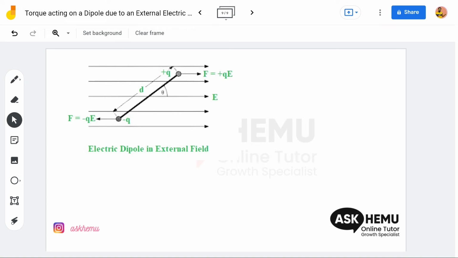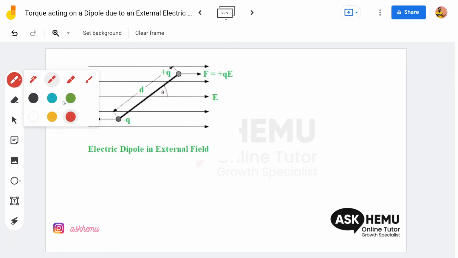Today we are going to derive the equation for a torque acting on a dipole due to an external electric field. When an external electric field is present, the dipole will experience two forces on either side. The positive charge will experience a force in the direction of the electric field, while the negative charge will experience a force in the opposite direction as well.